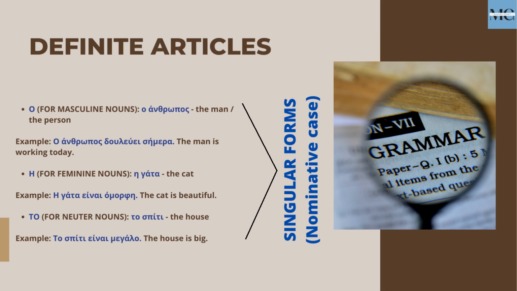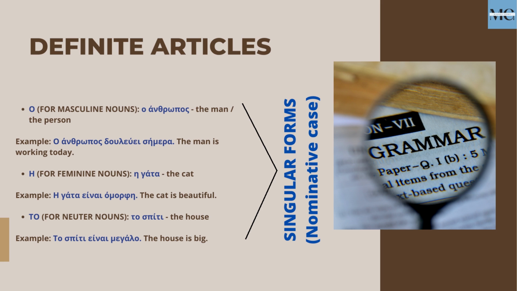And let's see a whole sentence. Ο άνθρωπος δουλεύει σήμερα. The man is working today. This man specifically is working today.